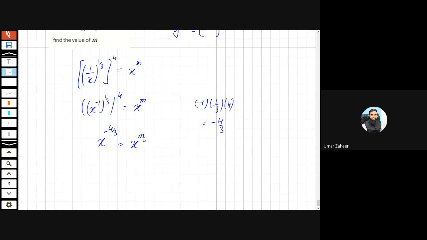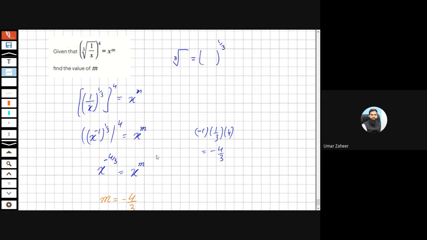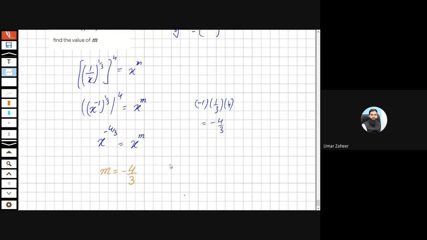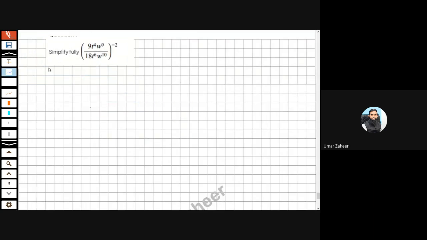Is it clear? Now just compare the values. Amas, tell me what will m be equal to? -4/3. -4 divided by 3. Clear? Yes, clear.